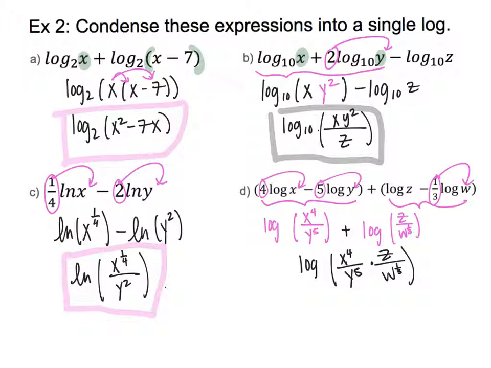So now when I multiply straight across, because in fractions you multiply straight across, I notice that none of these are like terms. So it looks like I'll just have to write them next to each other. They're going to buddy up, but nothing combines really. So I have log x to the 4th, z over y to the 5th, w to the 1/3, and I think that's all I can do. So now I have one log and the inside is simplified, so I'm good.